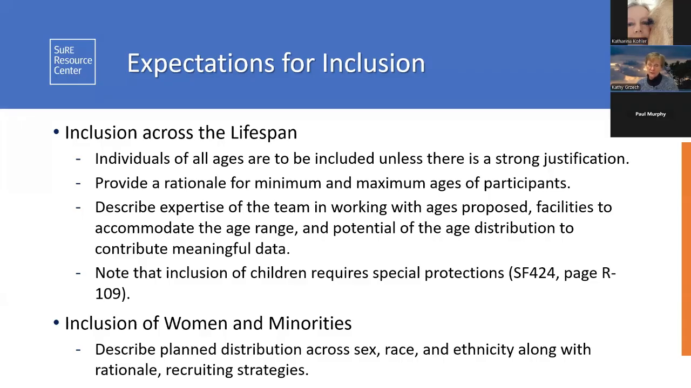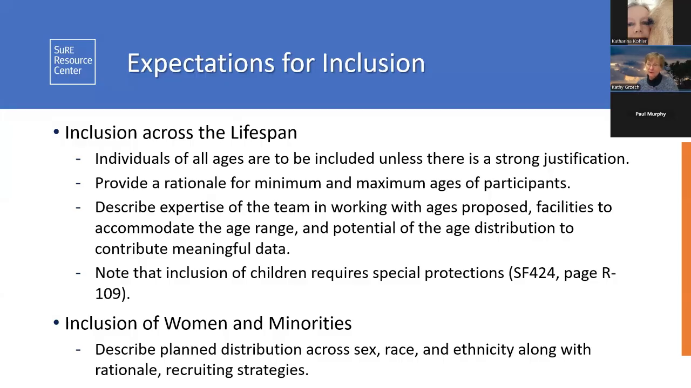And of course, inclusion of children requires special protections. That's covered on page R109. There's been a lot of confusion about this next point, inclusion of women and minorities. I think it's pretty well known now that the federal government is saying that singling out marginalized communities is not a federal priority. So a lot of people thought that this no longer applies, but that's not true. The federal priority is all populations.